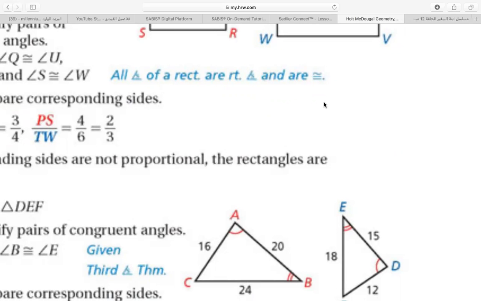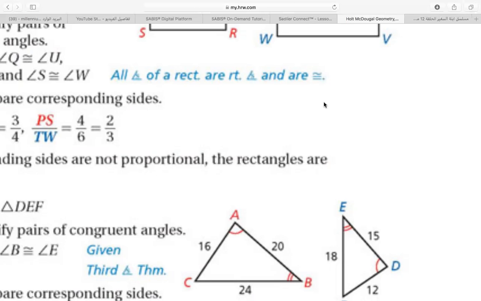Next, compare the corresponding sides of B and E. 16 over 12, because the corresponding side of E is 12. So 16 over 12 will also be 4 over 3.